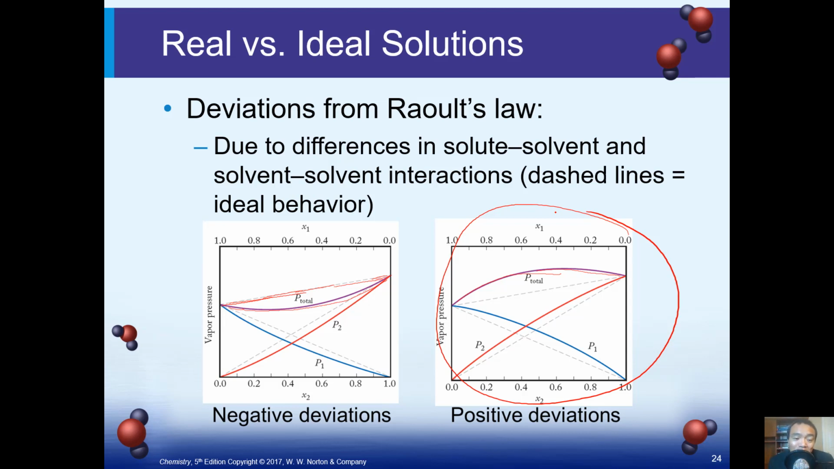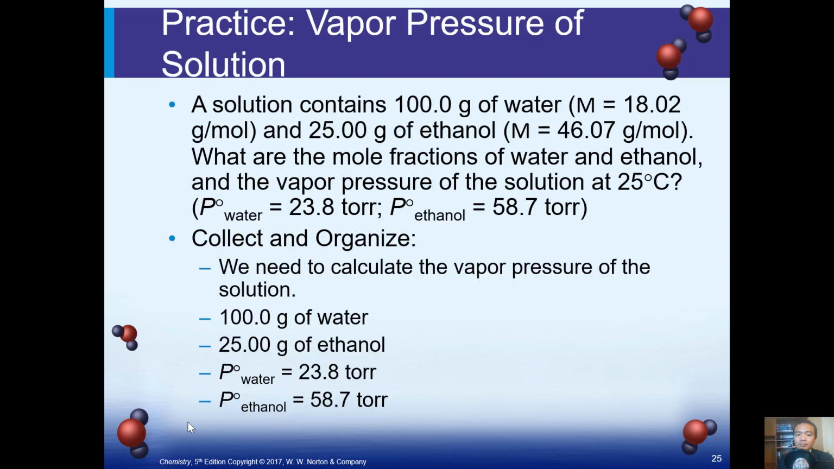If it becomes bigger than the original, what does it mean? They are more attracted to each other. So it's less likely for them to escape the bulk liquid and become gas, so the P total will be smaller than predicted by the ideal situation, which is that straight line as you see over here.